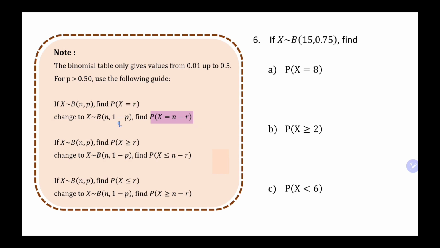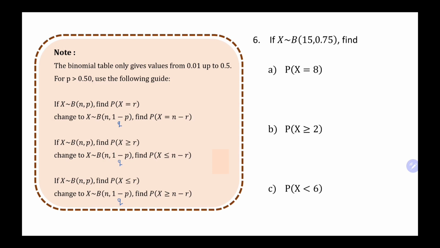Kalau soalan tanya X greater than or equals to R, kita tukar dulu soalan dalam Q dan kita find X less than or equals to N minus R. Terbalikkan sign dan ambil N tolak R. Kalau soalan minta kita cari X less than or equals to R, first kita change dulu P kepada Q dan kita find X greater than or equals to N minus R. Terbalikkan sign dan mesti N tolak R.